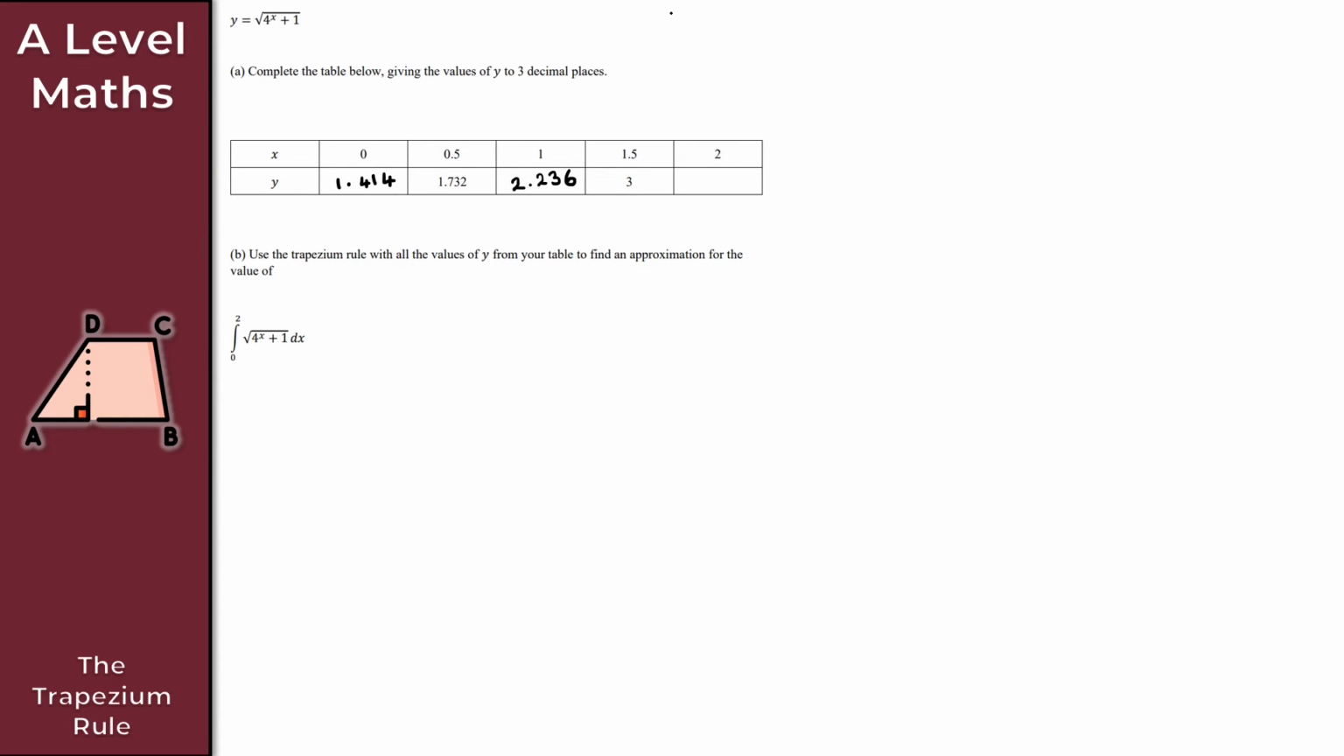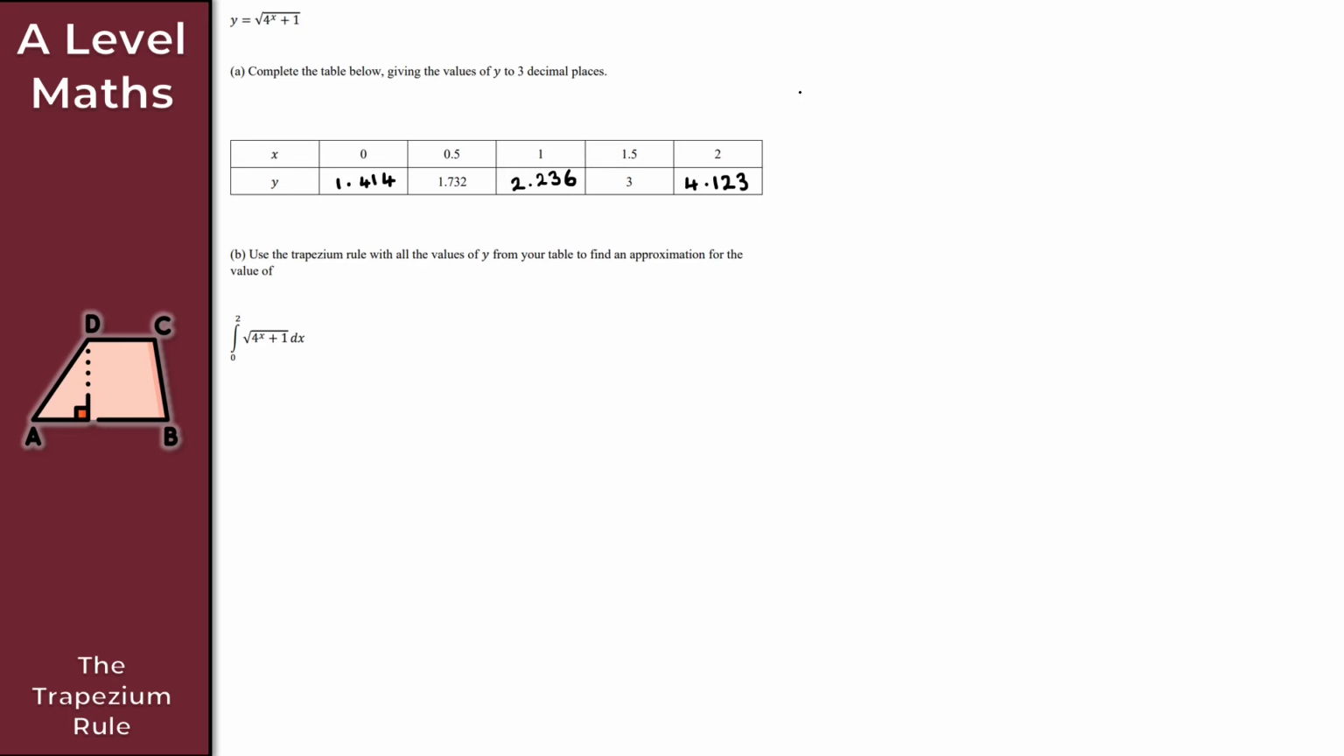And then finally here, when x equals 2, y is equal to the square root of 4 squared plus 1. That's just the square root of 17, which gives us 4.123 there. Okay. And there we have it. So as we mentioned, nice and straightforward here for part A. There we have it. That is our solution.